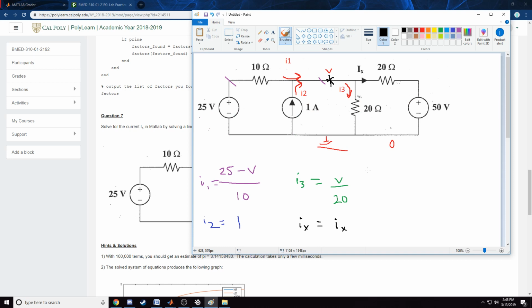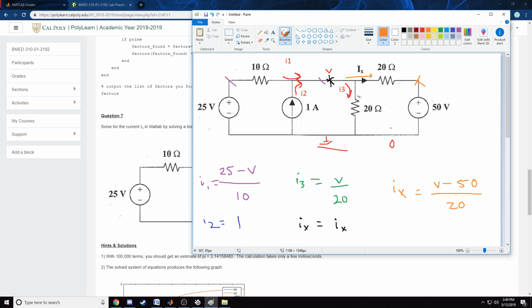Lastly, we can come up with an equation that relates V and Ix, and that's from the orange current. Ix is equal to the difference in voltage here. This is at 0, this must be at 50, and this is at V, so it's V minus 50 divided by 20. Awesome. So, what is our general equation here?